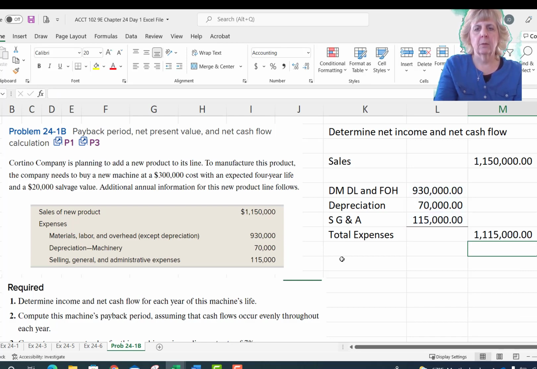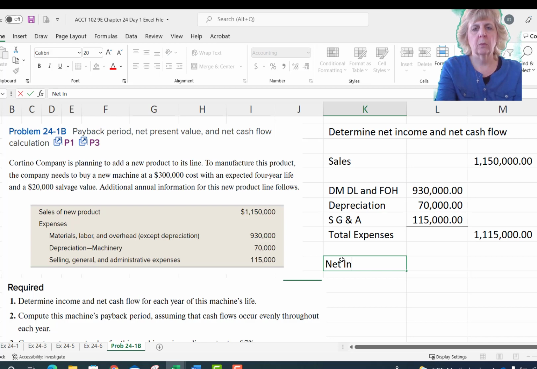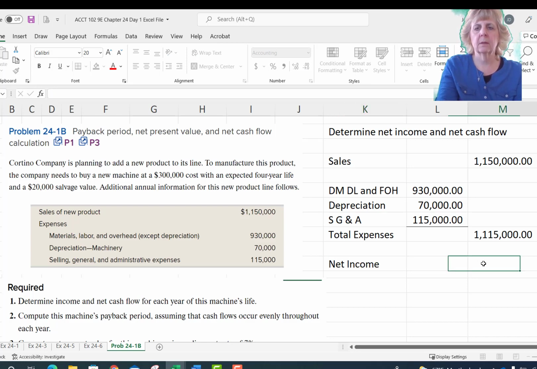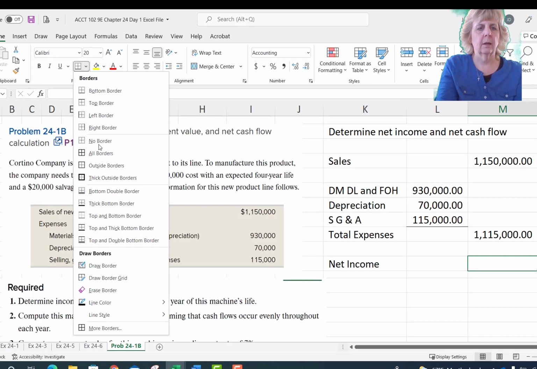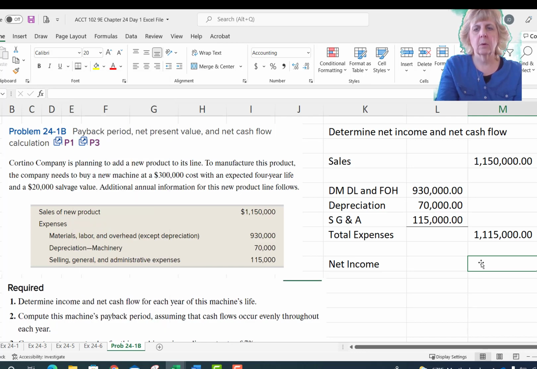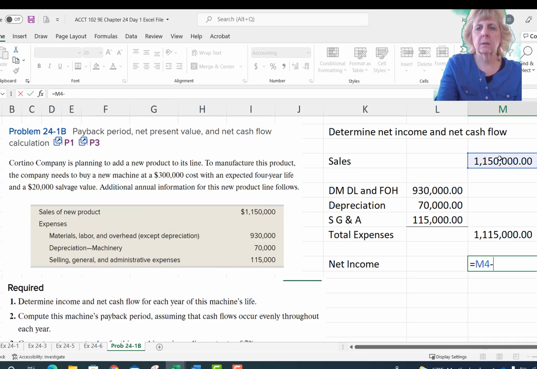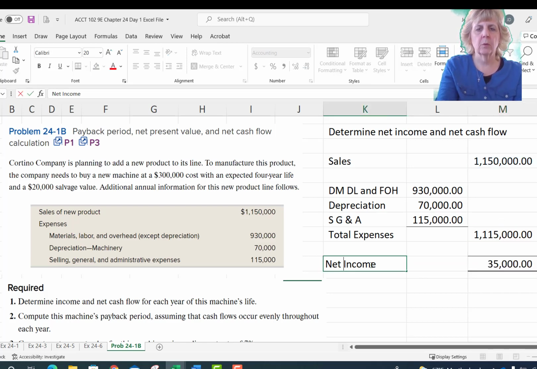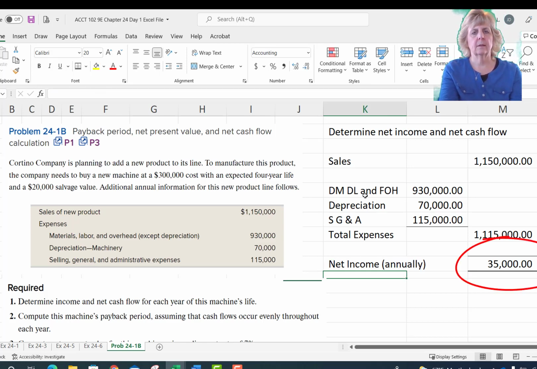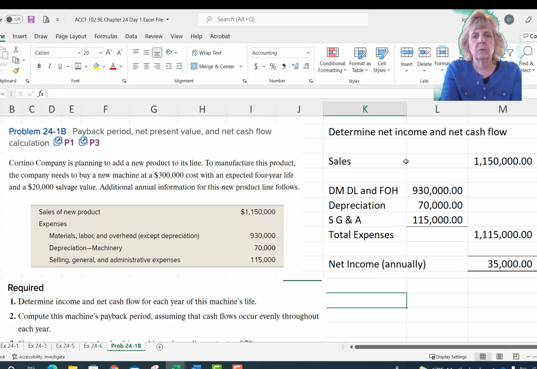And my net income will be the difference between the revenues and the expenses. Let me go ahead and get a box ready to accept that number, and I'll let Excel compute the difference. Remember that this is annual, so you may want to remind yourself that this is coming in each year. Okay, that's step 1, half of step 1. Now let's do the cash flow.